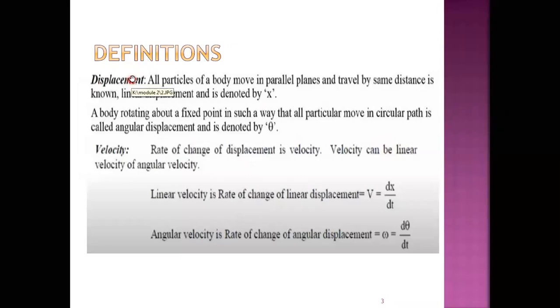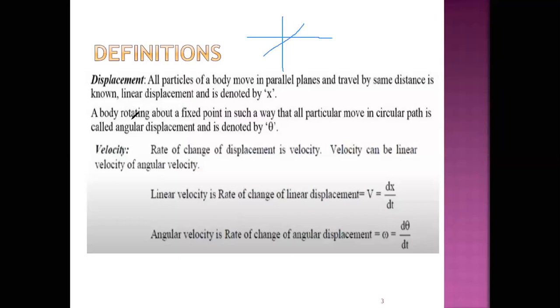You already studied this at school level, the same thing comes now. Displacement: when any particle of a body moves in parallel planes and travels the same distance, it is known as linear displacement. There are two types of displacement: one is linear displacement, one is angular displacement. Suppose you take any body, any particles on the body which move parallel to the planes, either the X plane, the Y plane, or the Z plane.